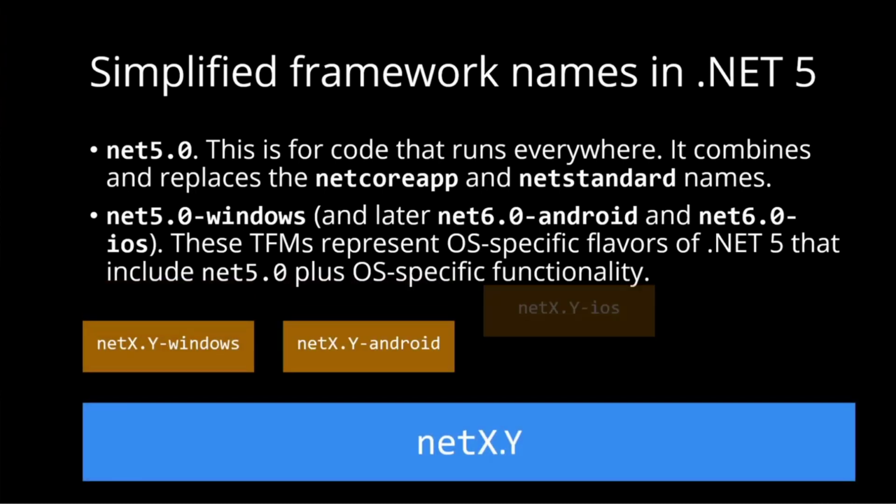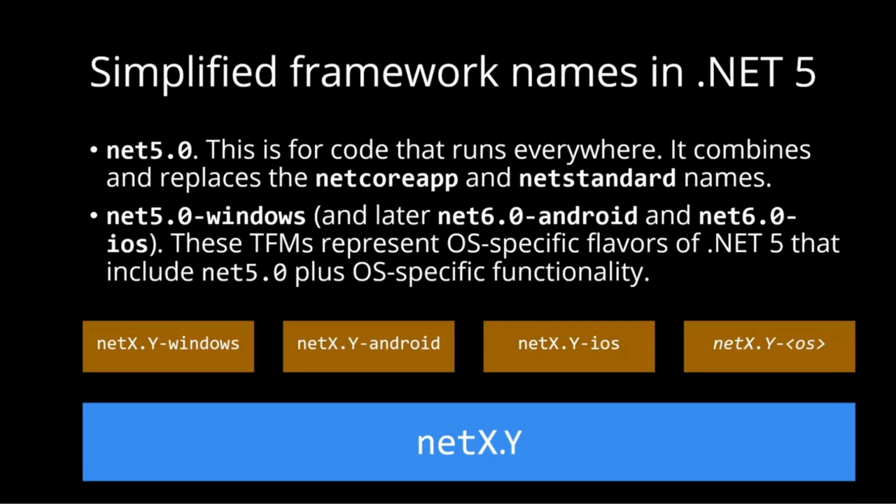So the version numbers that you're going to see going forward are going to be .NET some version x.y-windows, .NET x.y-android, iOS, or some other operating system that we want to support, all under the headline of .NET some version number, x.y, so 6.0. If there's a 5.1 that we need to release, it would be .NET 5.1. Those are your framework monikers that you're going to see us using going forward in that format. So it's easy to understand, easy to adapt moving forward.